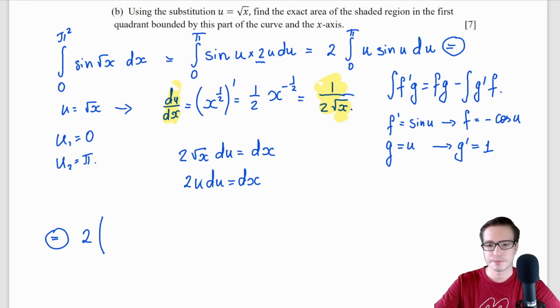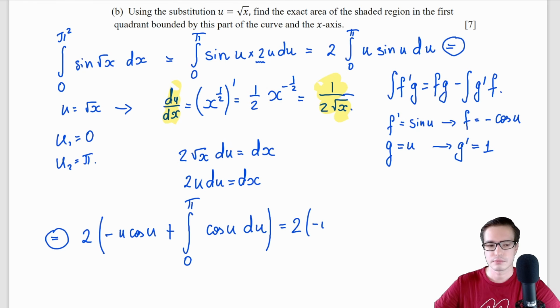F times g. That's going to be minus u cosine u, minus the integral g derivative times f, and the limits are from 0 to pi. Now, minus and minus will be plus. The integral of cosine is going to be sine, and our limits are from 0 to pi.